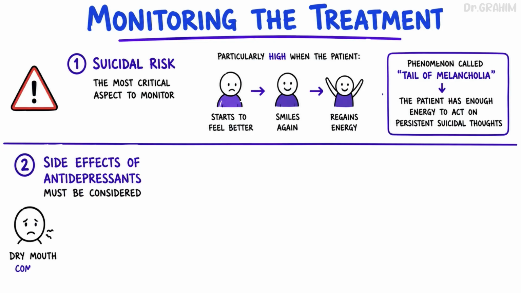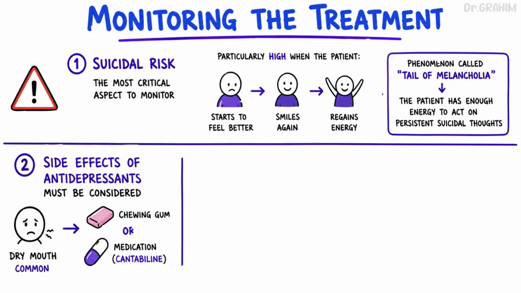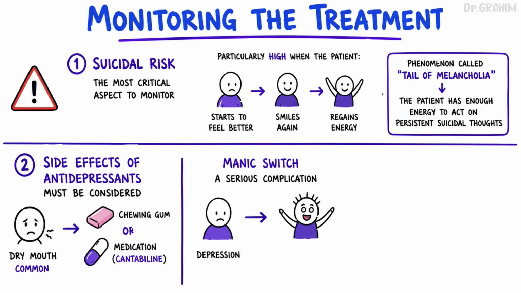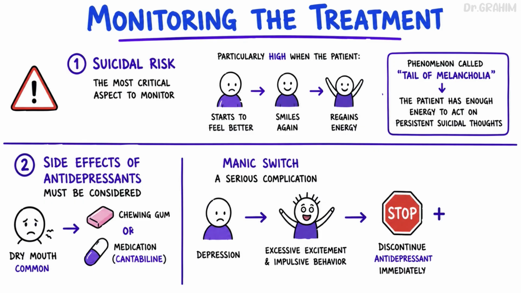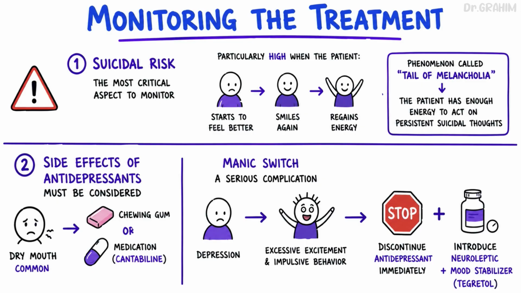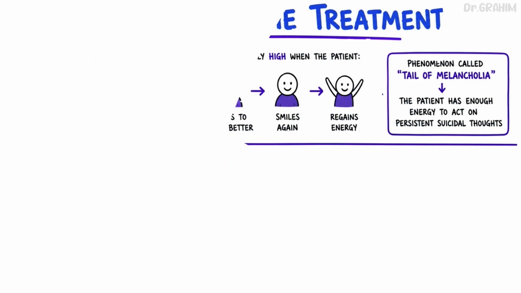For example, dry mouth is common and can be alleviated by chewing gum or taking a medication such as cantabilene. Another important aspect is manic switch, a complication where depression evolves into a state of excessive excitement and impulsive behavior. In this case, the antidepressant must be discontinued immediately, and a neuroleptic combined with a mood stabilizer like tegretol should be introduced.